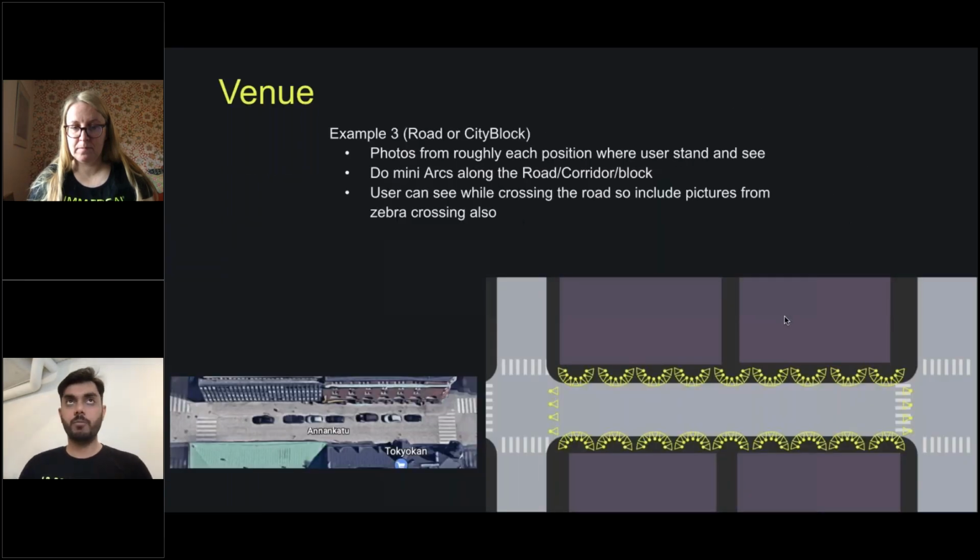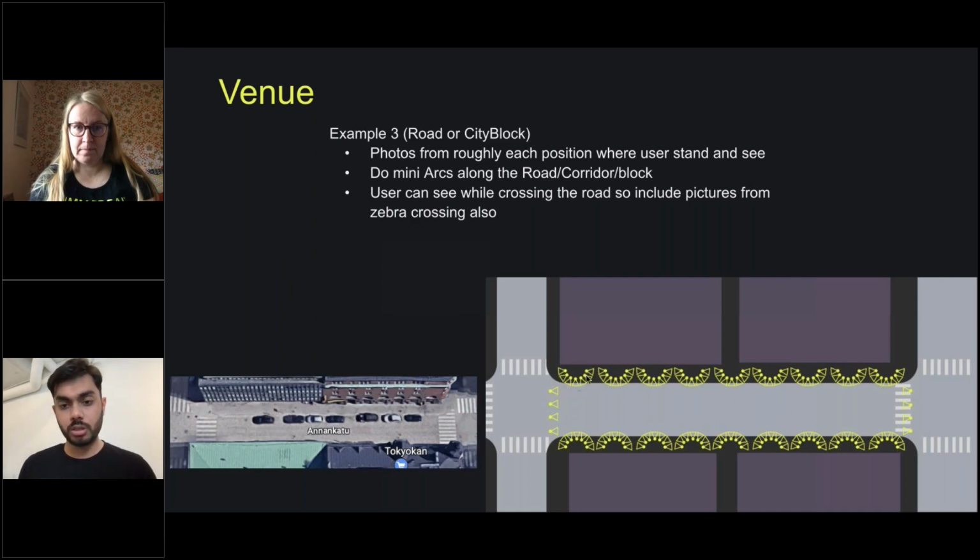So let's say right now we are also working with the city scale. If you are mapping a city block, maybe a courtyard, or maybe just a street or a road, again you photograph roughly each position where users stand and see, and do mini arcs along the corridor, road or city blocks, whatever you are mapping. You can also take some pictures while crossing the street on the zebra crossings. So even if the user is trying to localize while walking, it can localize.